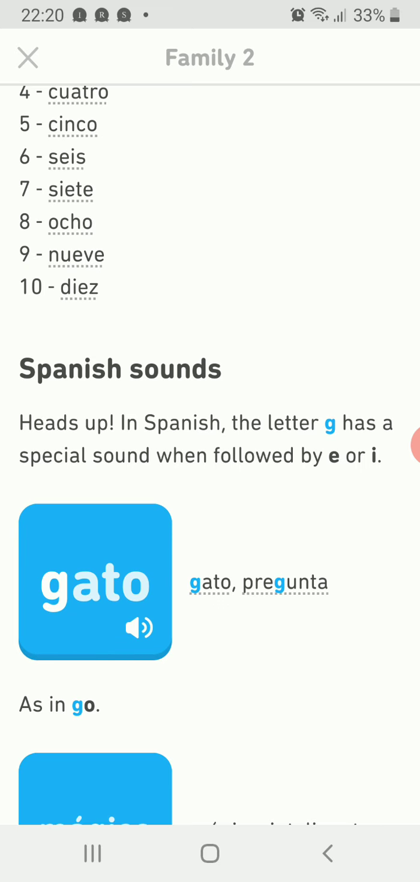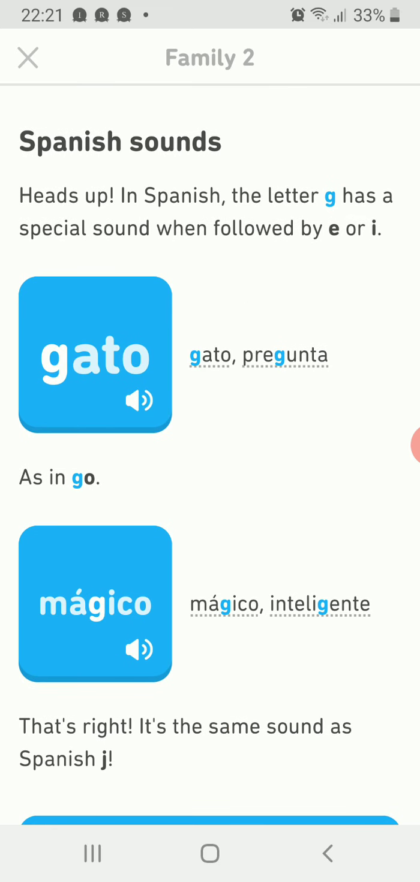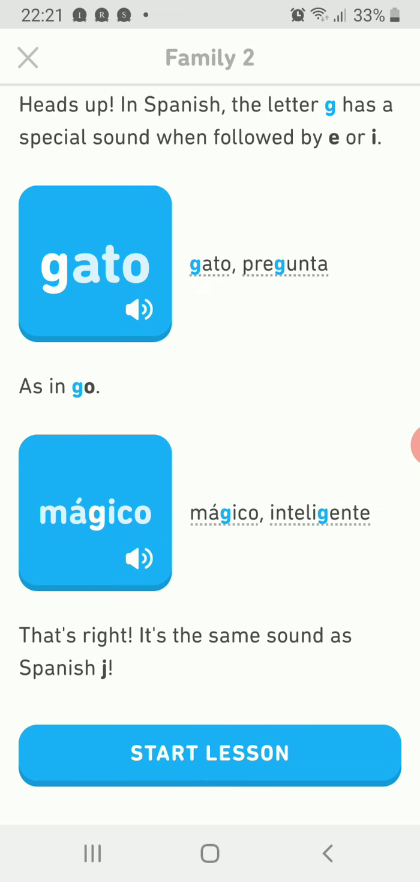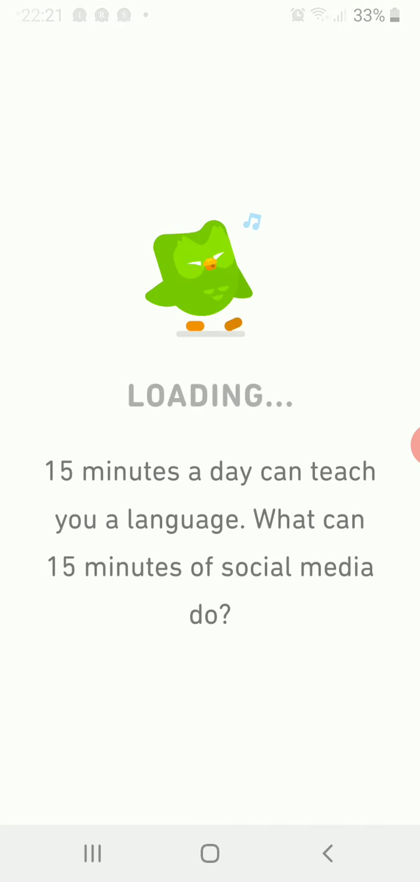Very good. So now Spanish sounds. Heads up. In Spanish, the letter G has a special sound when followed by E and I. So we have seen this. It sounds like an H. So gato is g, pregunta, but mágico. Mágico. Inteligente. It sounds like the J in Spanish, which is kind of a raspy H or a brief H, like the letter H in English.